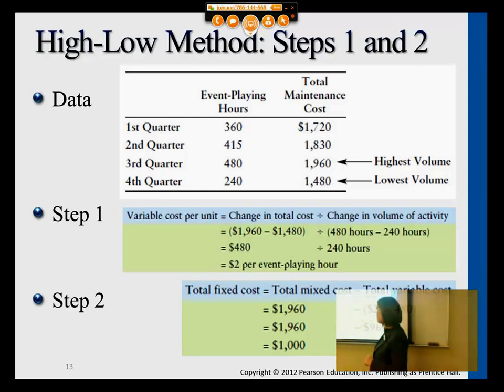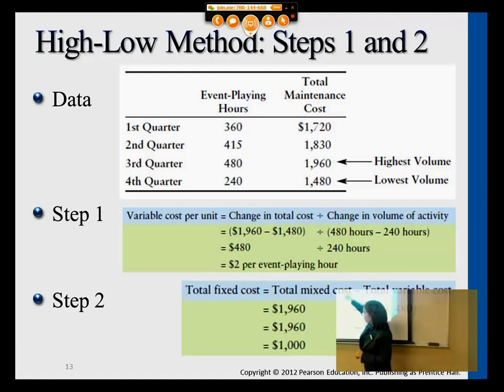Okay? So what am I going to do here? I'm going to take the $2 per event plane hour, and I'll multiply it by 480, right? By my highest volume, because I'm looking for variable cost. For the mixed cost, I'm going to take my highest, this 1960. So I'm going to use just one number out of the column, out of the table. So I pick third quarter, the highest.